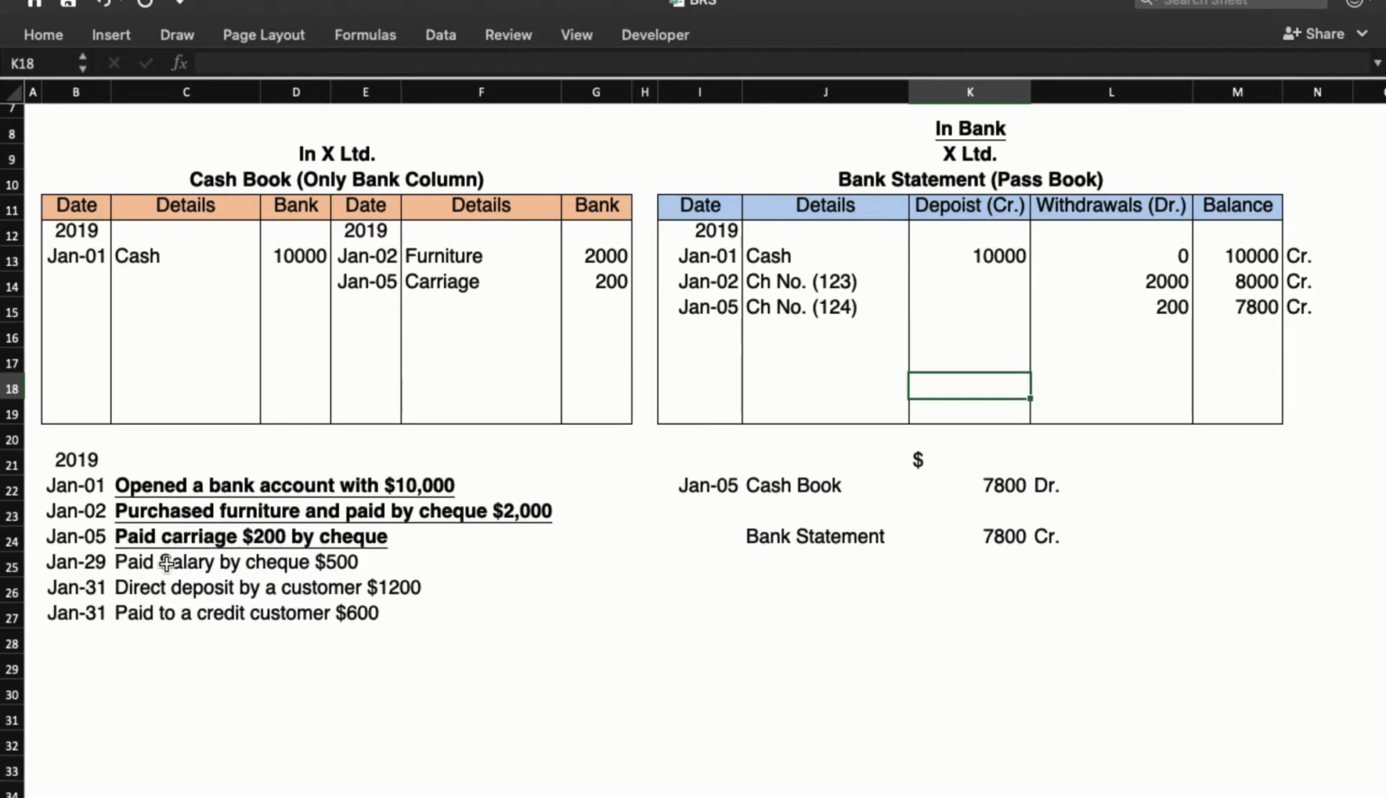Now we will see the fourth transaction, conducted on Jan 29th. Paid salary by check, $500. The business has issued the check, so the bank balance will decrease, an asset credit. In the cash book, in the bank column on the credit side, first I will record the date, Jan 29th, and I will write salary.